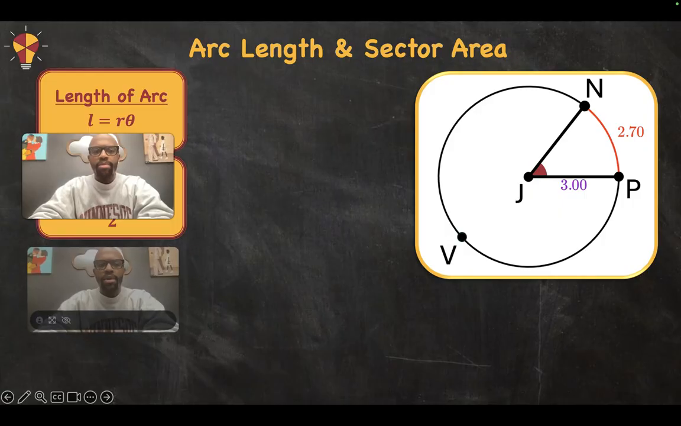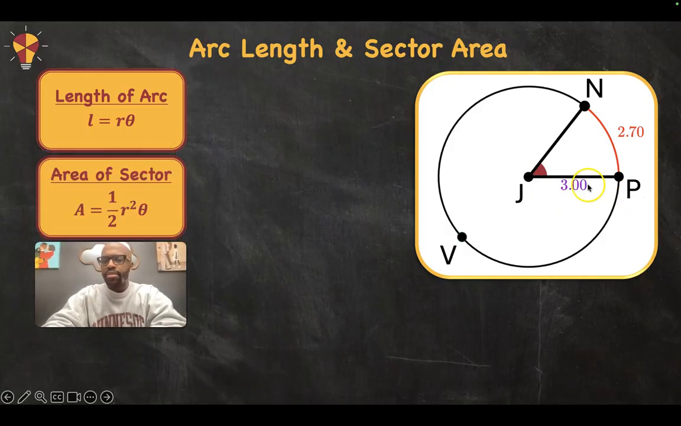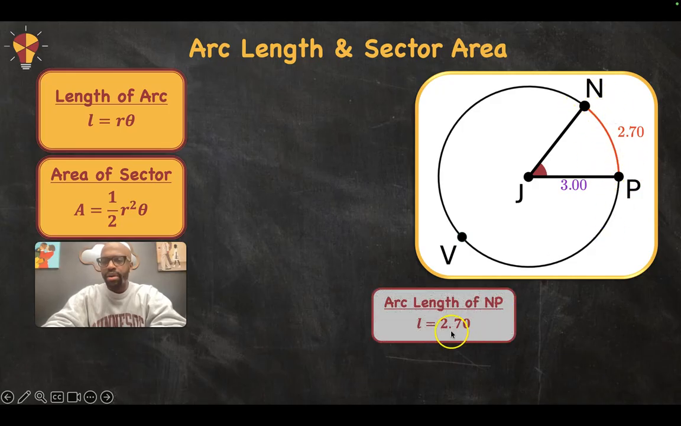All right, so what about a problem that looks like this? We're still given the radius of 3, and now you're given the arc length right here, which is 2.70. So we have the arc length, but we do not know what this angle is yet. Let's go ahead and find that angle first. What do we know? We have a formula for arc length, so go ahead and write out that formula for arc length.